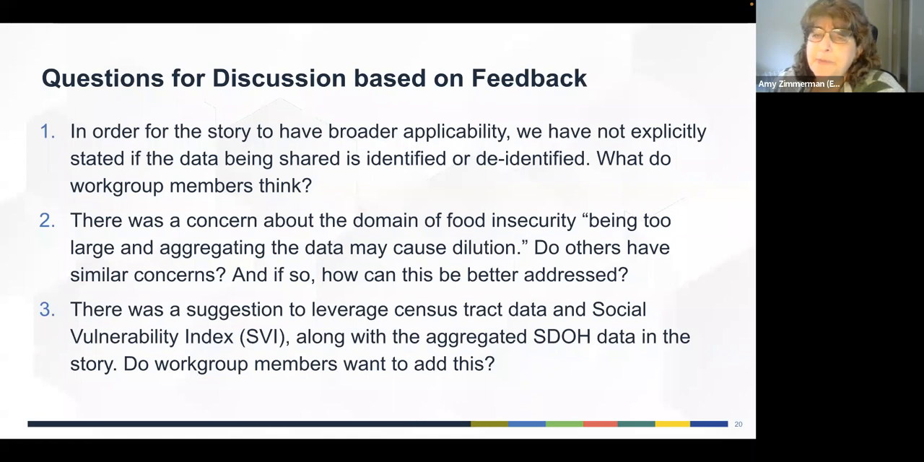All right, hearing no more comments and seeing no more hands. So the second question was, again, based on feedback we got, there was a concern that the domain of food insecurity was too large and too broad, and that aggregating the data may cause a dilution effect in understanding where food insecurity exists. Are there similar concerns? Are there ideas on addressing this differently? Just want to throw that out to the group as well.